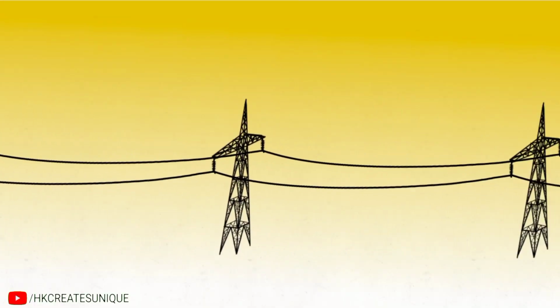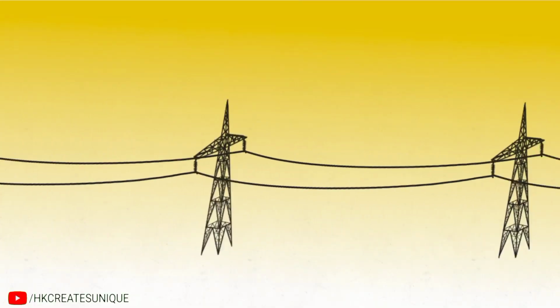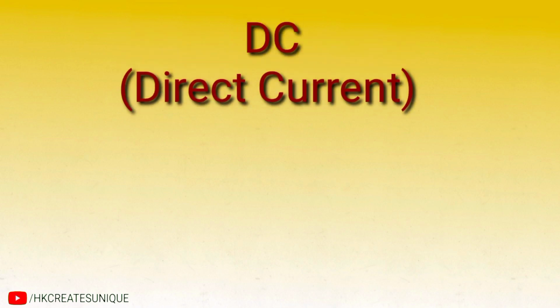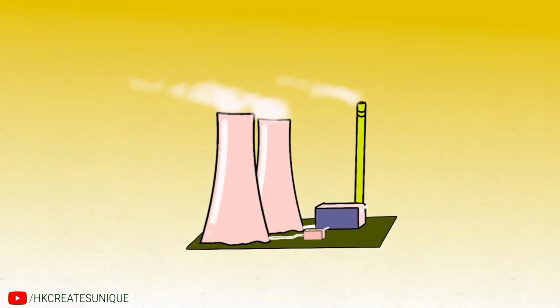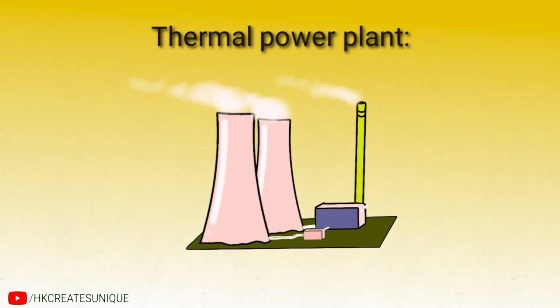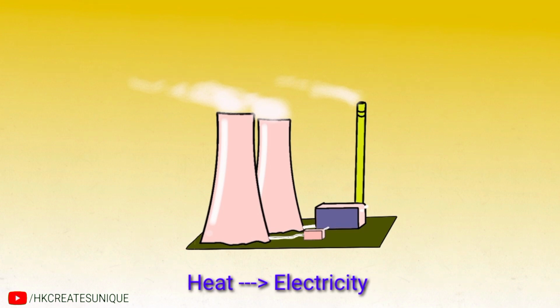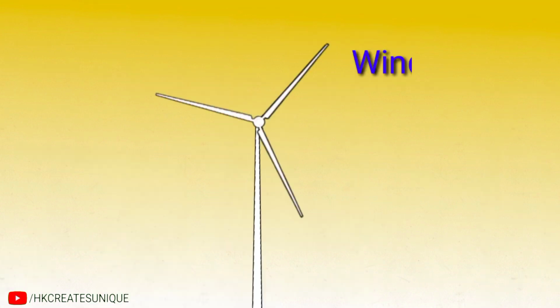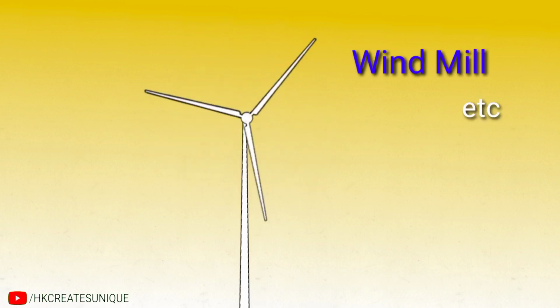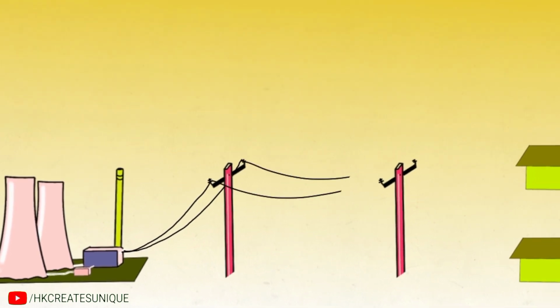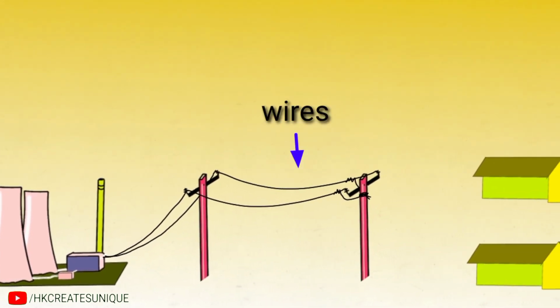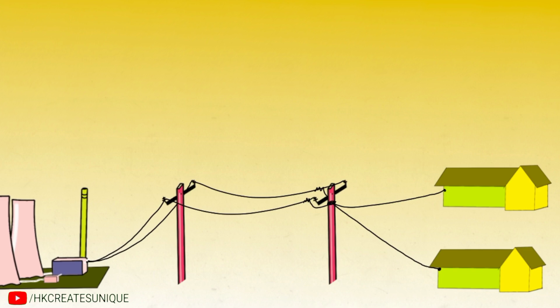There are two types of electric current that can be used in transmission system: direct current or alternating current. First of all, power is generated in a power plant. It can be a thermal power plant where heat is used to produce electricity, or it can be windmill. After generating power, it is transmitted using wires and then it is distributed to homes.